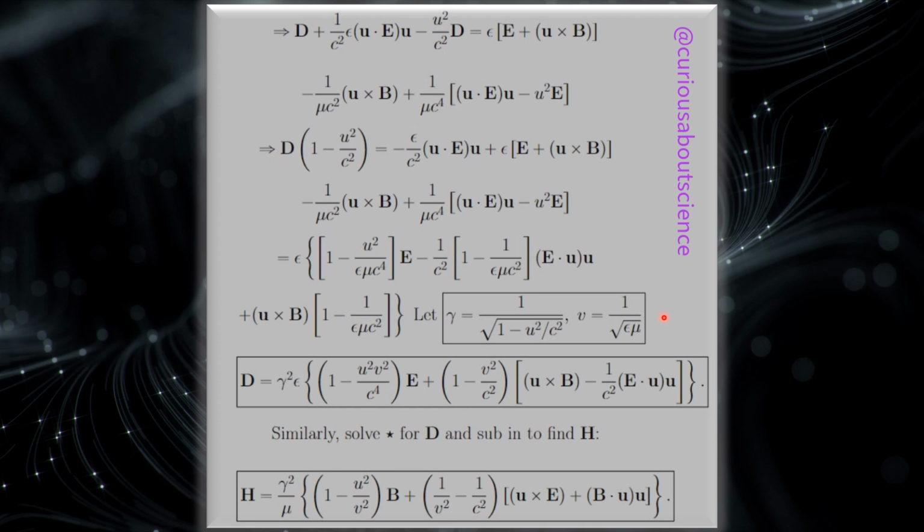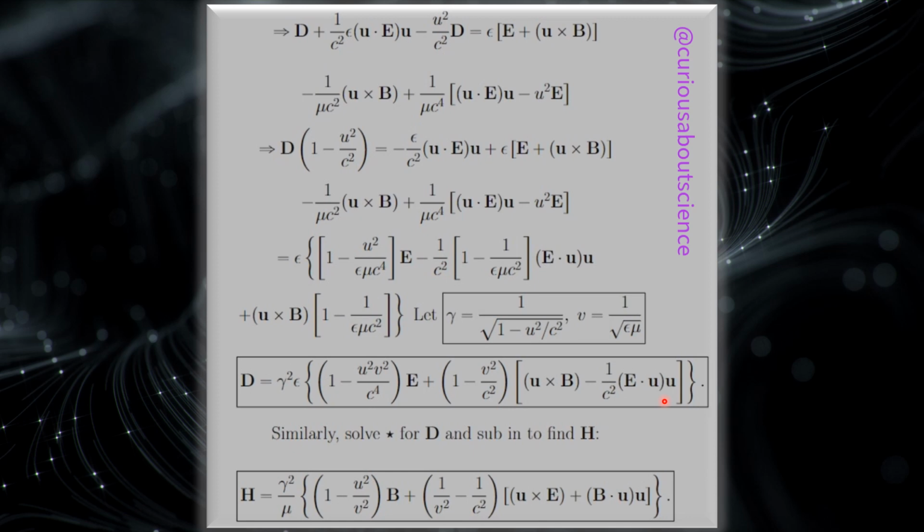So D is compacted down to gamma squared, which comes from this parenthesis here, epsilon, which we factored out of everything, period. And then we see that we have 1 minus U squared V squared over C to the 4th times E. Then we have a 1 minus V squared over C squared, which can't be gamma since that's not U, the ordinary velocity. And then we see that we have U cross B minus 1 over C, and then E dot U. So that was a gigantic mess.